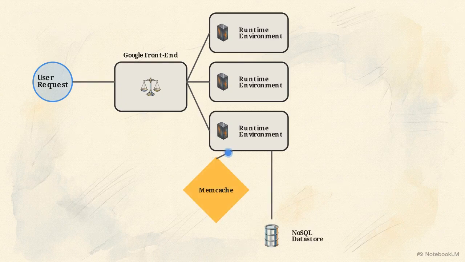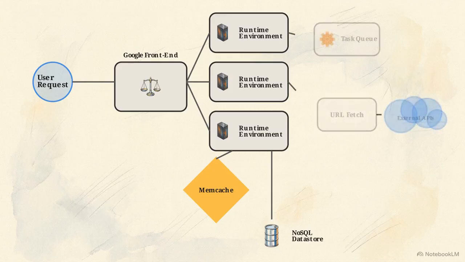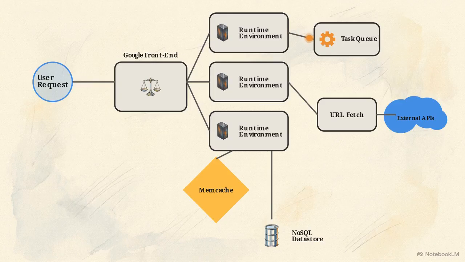By temporarily caching frequently accessed data in memory, the system reduces latency. If the information isn't there, the request routes down to the distributed NoSQL Datastore. Applications also need to offload heavy background processes, like image conversion or email sending. Task queues execute these long-running jobs asynchronously, while the URL fetch service allows the app to communicate with external APIs.